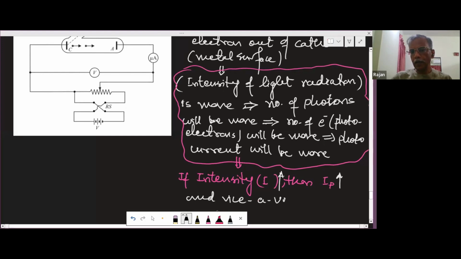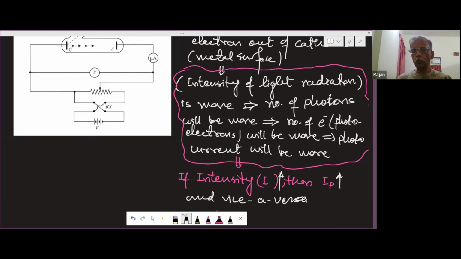And not only that, they have a straight linear relation. If there is no intensity of light, it means no photon is available, and so there is no question of photocurrent. So it starts from the origin. The line in the graph will start from the origin only, correct?